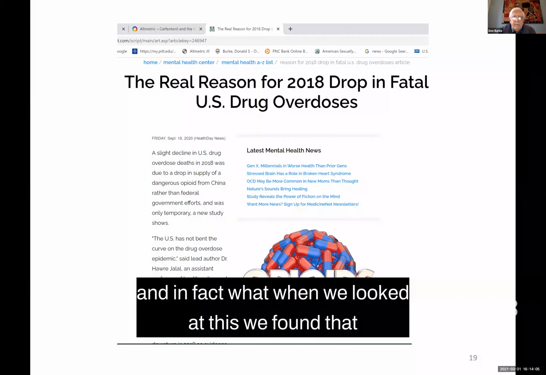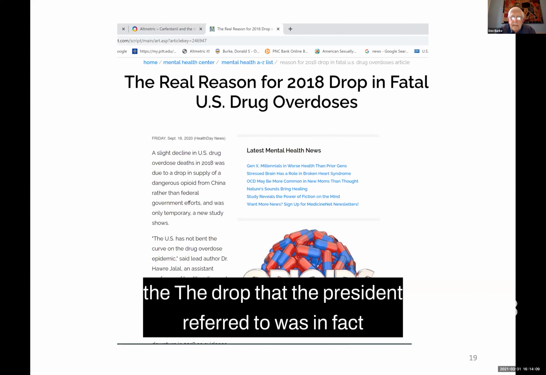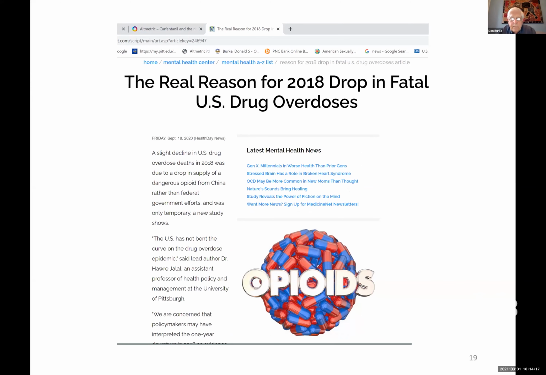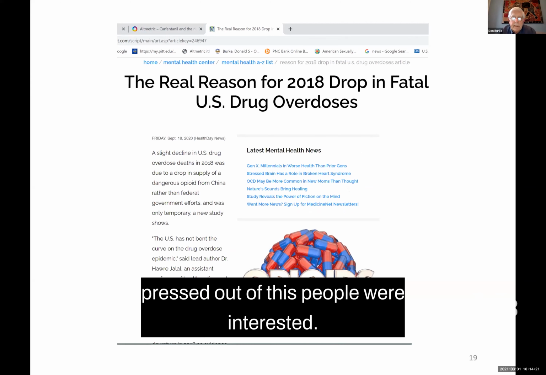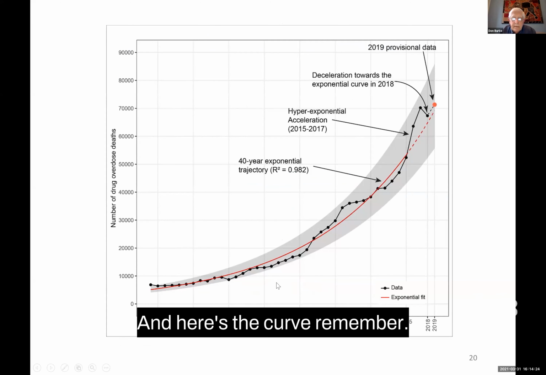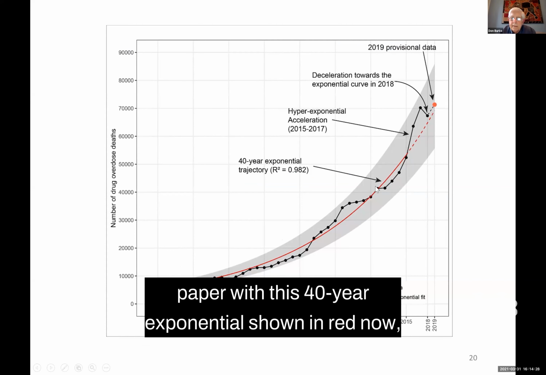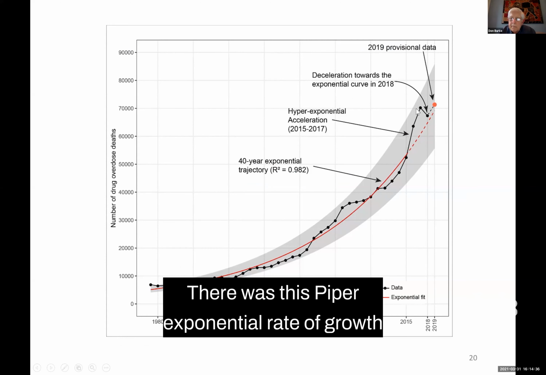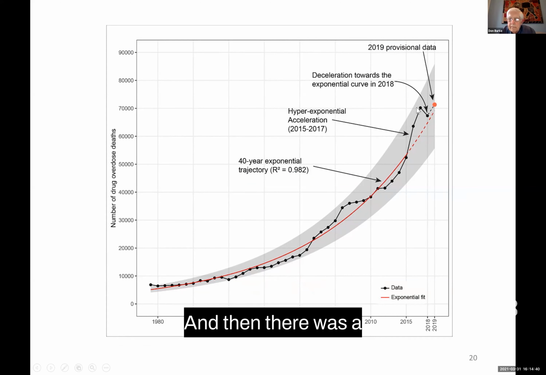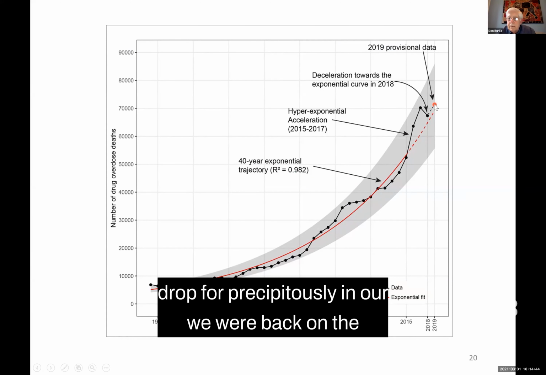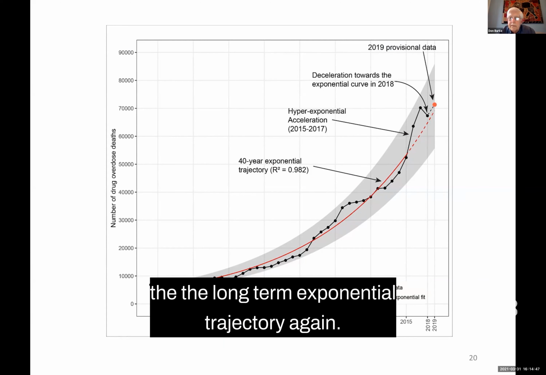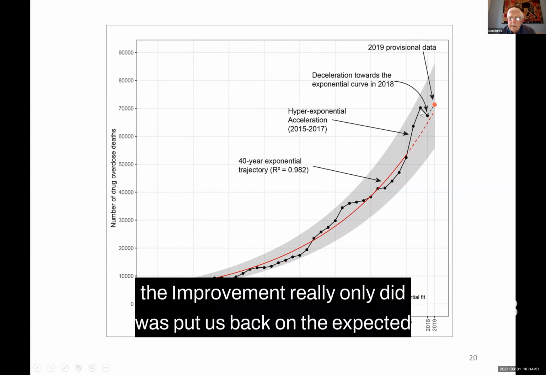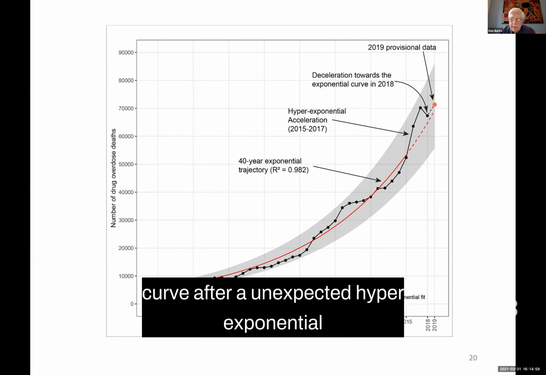And in fact, when we looked at this, we found that the drop that the president referred to was in fact an artifact of a rise and fall. And we got obviously some press out of this. People were interested. And here's the curve. Remember, this is just the same curve that we showed in our Science paper with this 40-year exponential shown in red now. But what had happened was, for a few years, there was this hyper exponential rate of growth. And then there was a drop, but precipitously. And now we were back on the long-term exponential trajectory again. So even though there was a wobble, the improvement really only put us back on the expected curve after an unexpected hyper exponential acceleration.